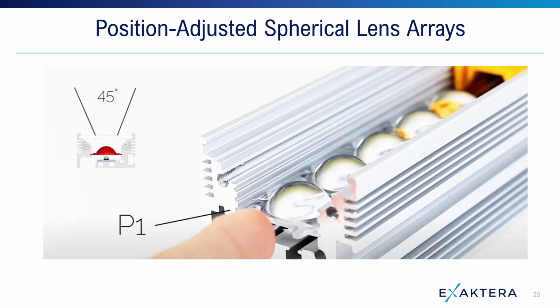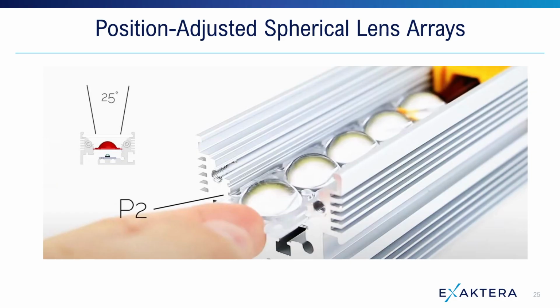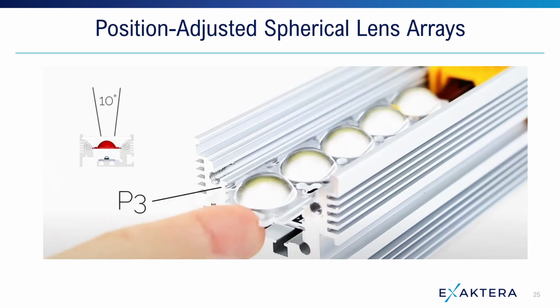First up are the position-adjusted spherical arrays. These systems use a single array of spherical lenses, and the beam angle is adjusted by mechanically changing the distance between the lens array and the LEDs. One benefit is that they are a relatively simple design, and one array can offer different beam angles by adjusting its position. However, they are less effective in maximizing light transmission and uniformity compared to the TIR lenses.